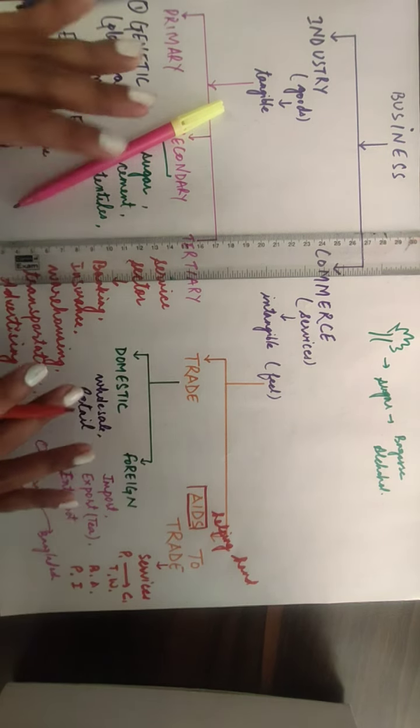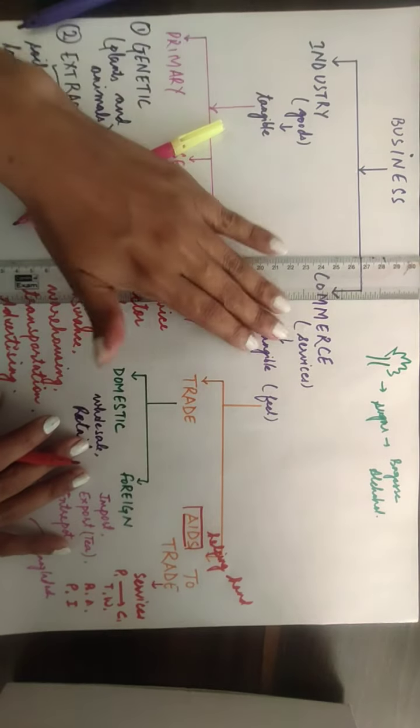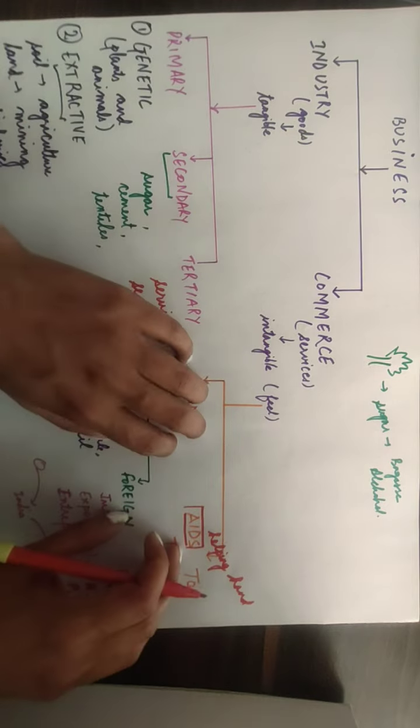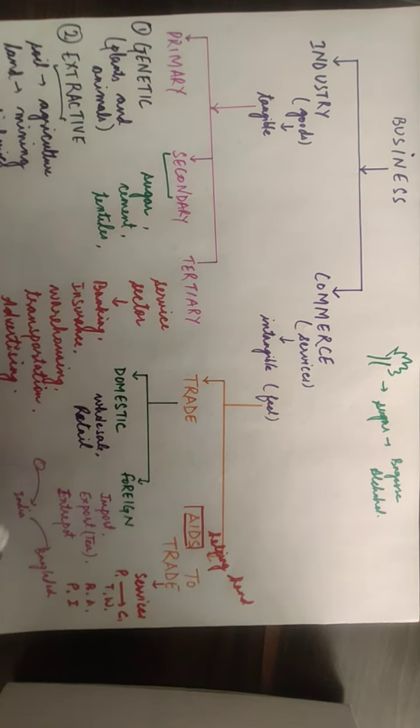So this is the whole concept of business, its types, and then types of industries, and then commerce types, and then further its segregations of trade. So this is the topic actually included in class 9th also in commerce, right? And also in class 11th. So it is relevant for both the classes.